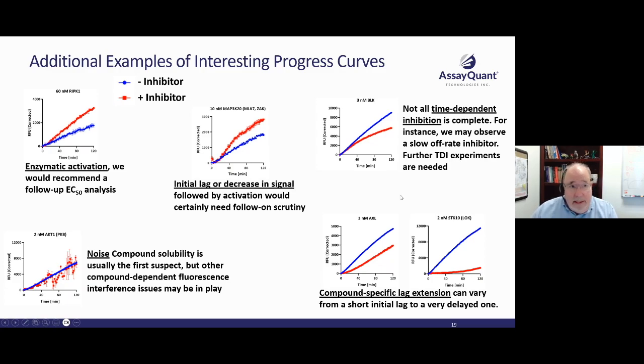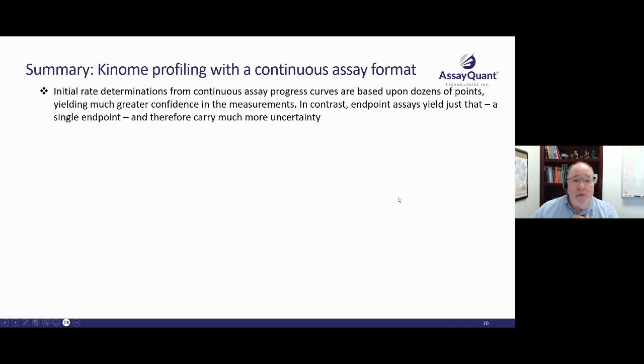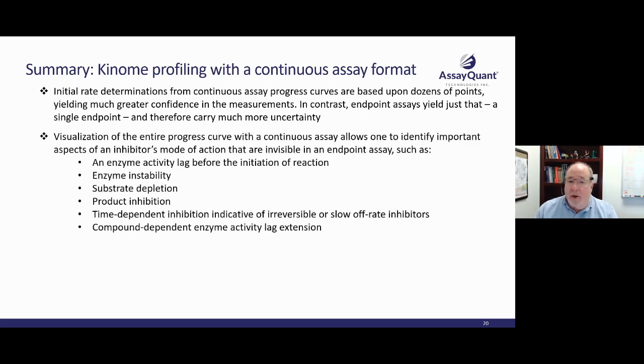So in summary, what I've shown you here is that for our rate determinations for our continuous assays, we've got lots and lots of points as compared to an endpoint assay, which gives us a lot more confidence in the values that we're reporting. When you actually look at the progress curves, you can see an awful lot of interesting things that can happen in the curvature of the reaction.